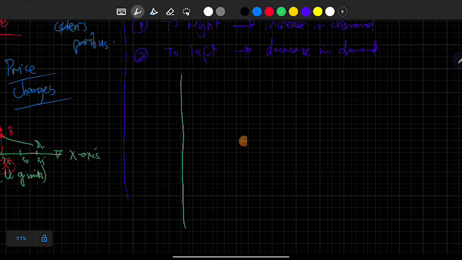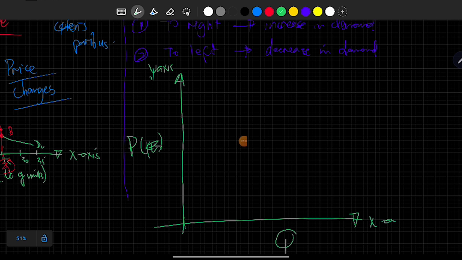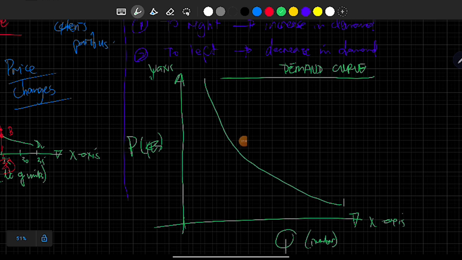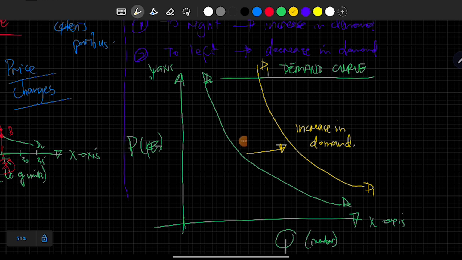So we'll have a Cartesian plane. Here we have quantity, here we have price. I'm always indicating this is the y-axis, this is the x-axis. Here we have number of units, and let's say this is the demand curve. Our original demand is here. When you talk about a shift to the right, then this is what happens. There is a movement this way, and we have a new curve. Let's call that demand 1. This signifies an increase in demand.